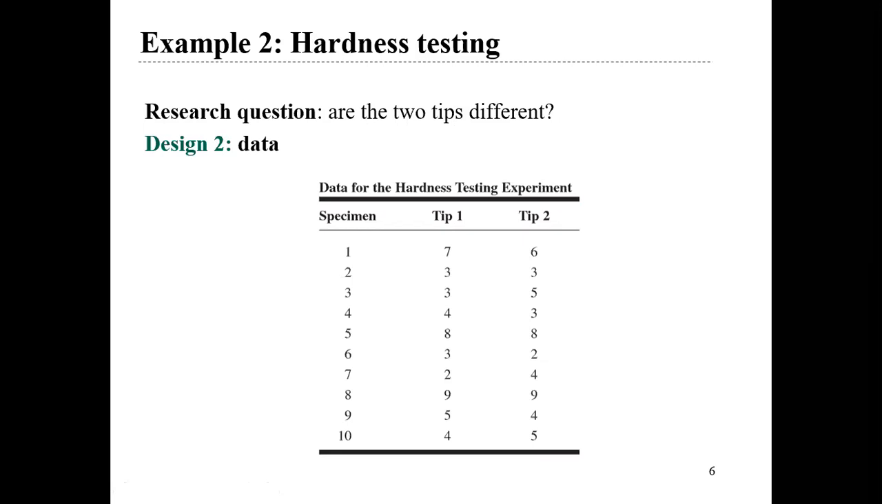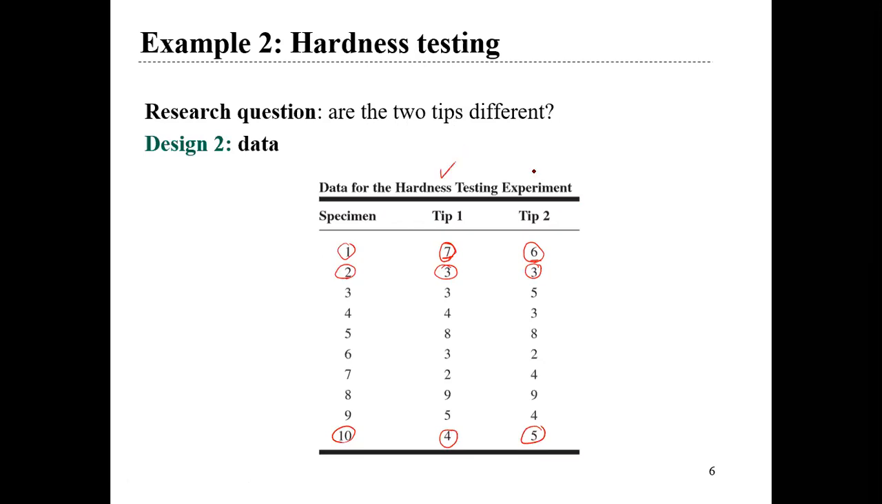So we collected data. The first specimen was used to test the first tip and the second tip, and we found the first hardness measure is 7, for tip 2 it is 6. The second specimen, 3 and 3. To the last one, 4 and 5. So how do I work with this data?